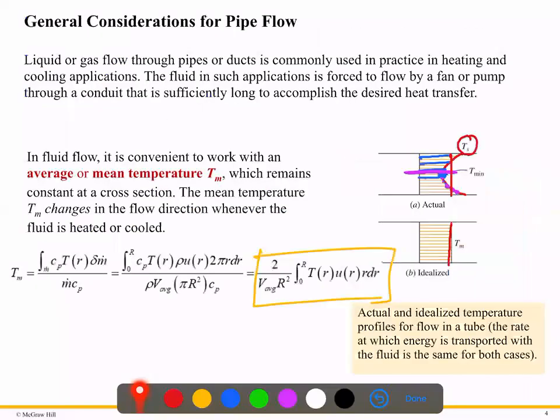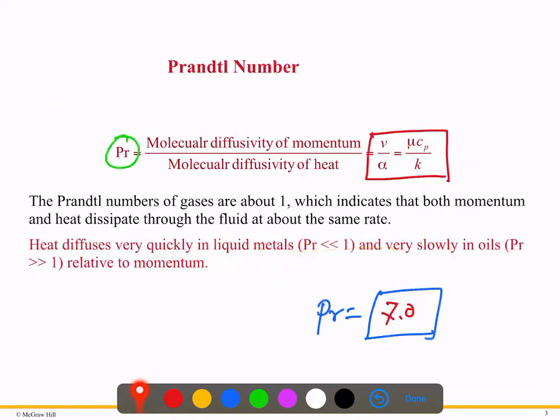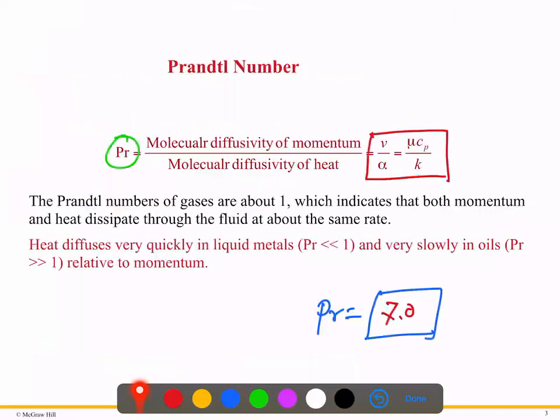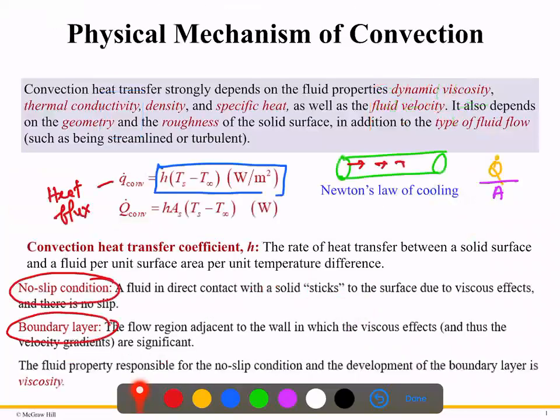We understand that for pipe flow, we'll analyze the system and consider the mean temperature. We also learned the Reynolds number, and also the general Newton's law of cooling. So this is all from this video. In the next video, we'll try to understand all the thermal considerations for pipe flow.